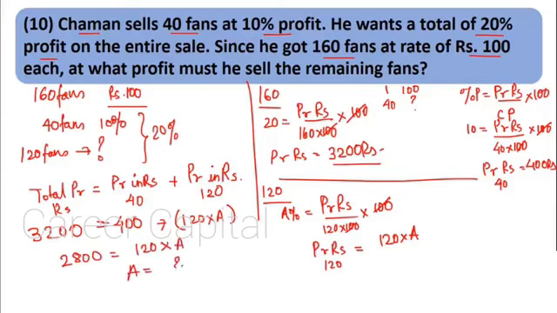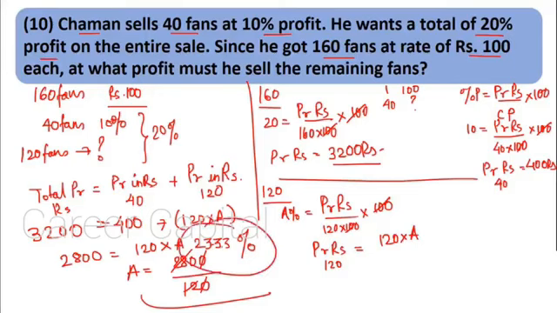A would be equal to 2800 upon 120. This gets cancelled. 12 2s are 24, 12 3s are 36. So 23.333%. That means the rest of the fans have to be sold by Chaman at 23.33% profit. See how easy it was. There is nothing to this. Even if they twist the sum, it is the same formula, and you should simply use common sense and logic and solve the sum. Moving on.